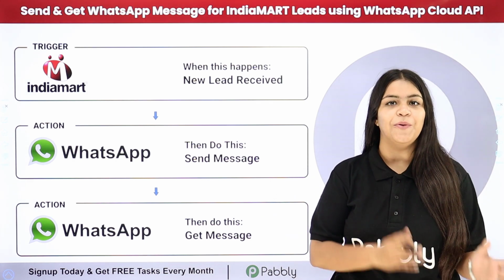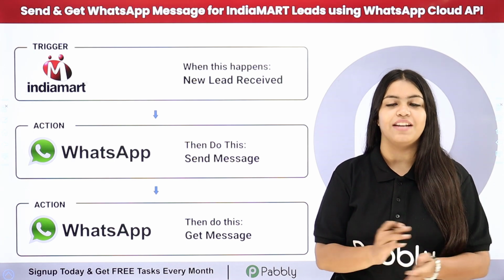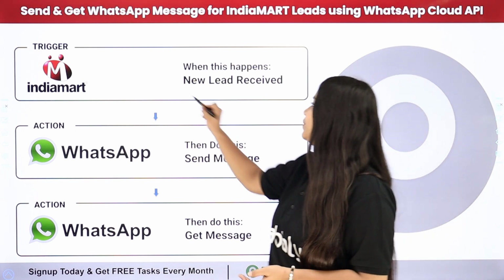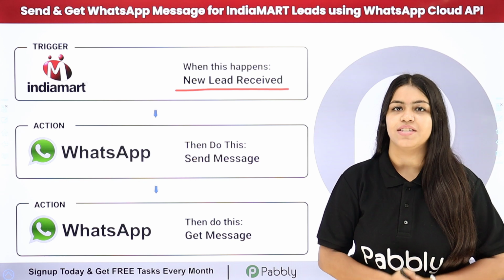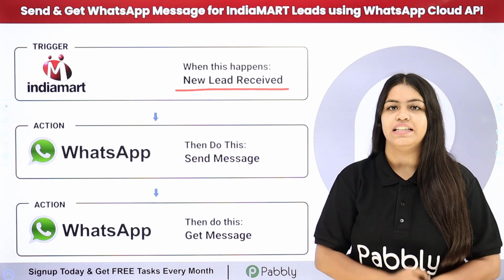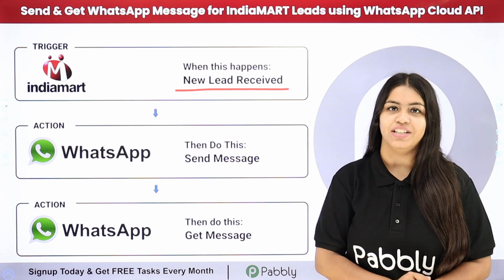So over here I'm running a wholesale business and we use IndiaMART to get more leads for our business and also to sell our products online. So now what I want is that as soon as a new lead is received through my IndiaMART account, I want to automatically send an automated WhatsApp message to that lead and also to my team so that we can nurture that lead and also follow up with them quickly and efficiently without any manual efforts.